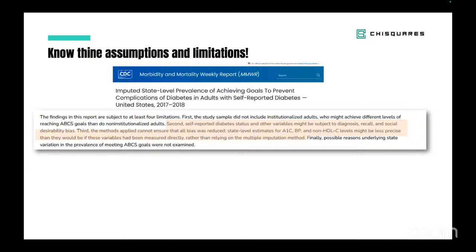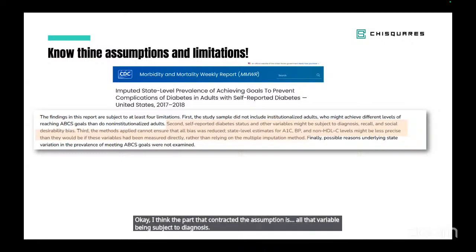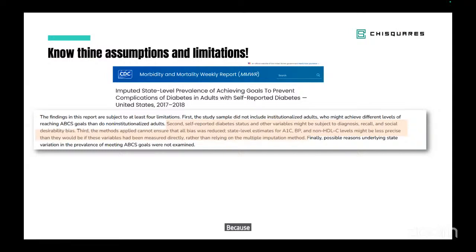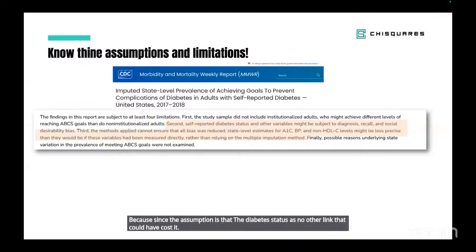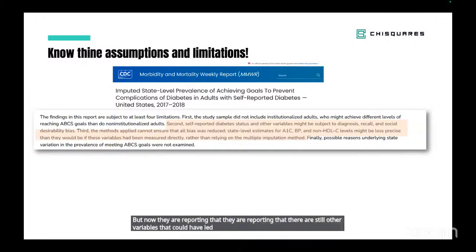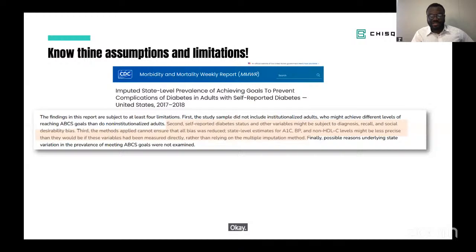Jeremiah Paul. Okay, I think the part that contradicts the assumption is other variables being subject to diagnosis. Because the assumption is that the diabetes status has no other link that could have caused it, but now they are reporting that there are still other variables that could have led to the diabetes being diagnosed. Okay. Alrighty. Any other thoughts?